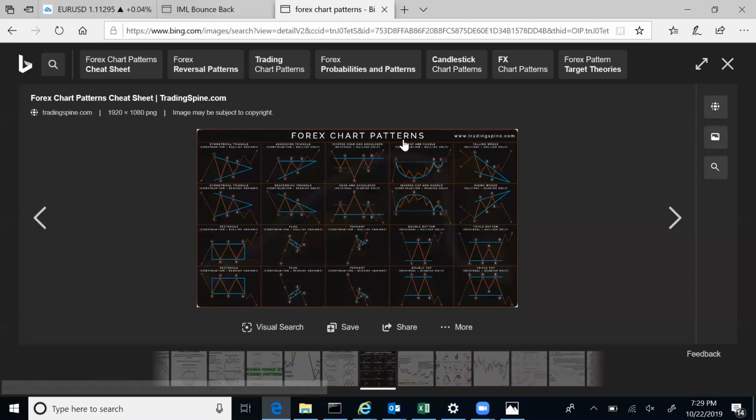So again, go to Google and search for Forex chart patterns. This is going to come up as one of the images. I want you to save it, put it as your wallpaper, print it, do whatever you need to do so that you can always refer to this when you're looking to trade key levels.